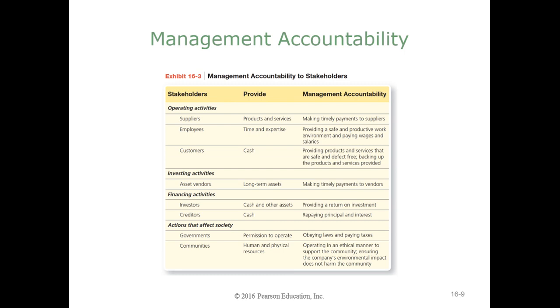Here we have, this is on page 830. So we've got management's accountability to stakeholders. And so here it's telling us that stakeholders for operating activities are suppliers, employees, customers. Suppliers provide products and services, and it is management's responsibility, and it's our responsibility to make timely payments to those suppliers.